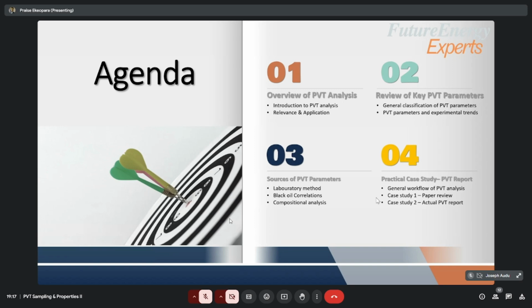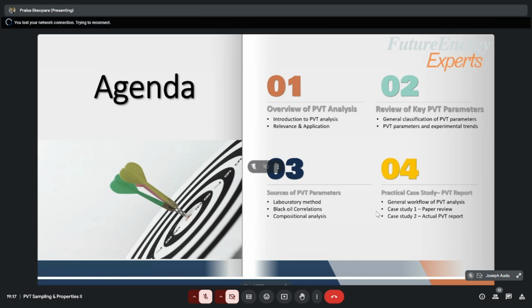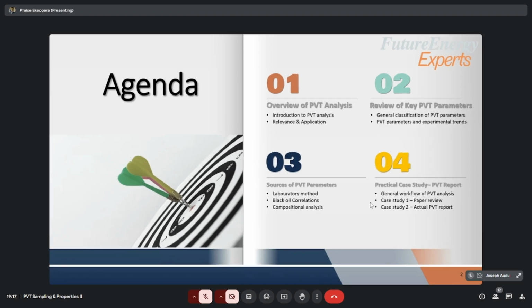I stopped one, to better explain them and have a better understanding. Complete model, which is the sources of PVT parameter. Then I'll walk us through a workflow of carrying out a PVT analysis, especially when working with a typical PVT report, so that in our hands-on session, we won't need slides again. We will just be working with Excel.